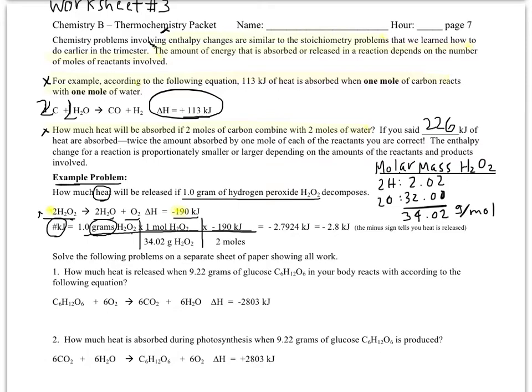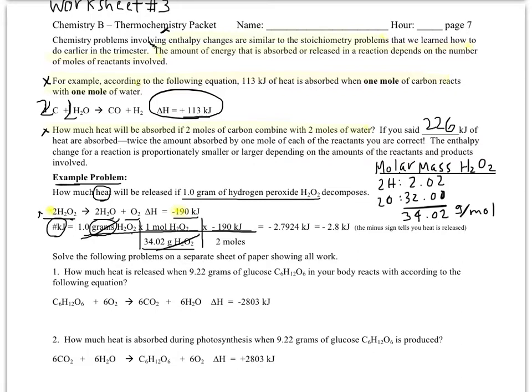So, just like you've done many times before, you're going to plug that into a stoichiometry problem here, a little factor label problem. The 32.02 grams is going to go on the bottom so that we can cancel out units of grams on top and bottom. And that's equal to 1 mole of hydrogen peroxide, which goes on the top.